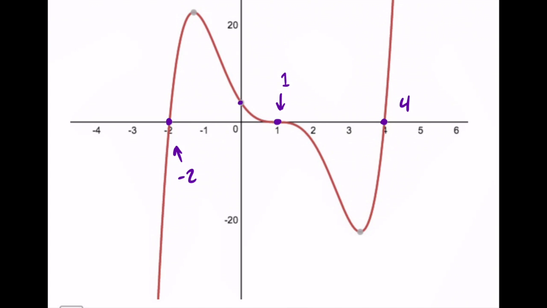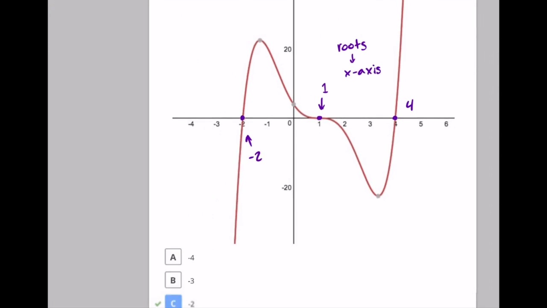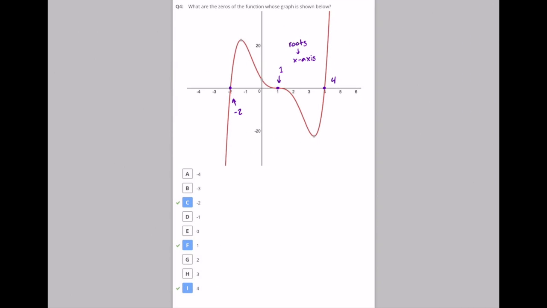Note that our graph also touches the y-axis here, but we're not concerned about that. The roots are only related to the x-axis. So I only want the -2, the 1, and the 4, because those are x values. So we show that in our answer here, the 4, the 1, and the -2.